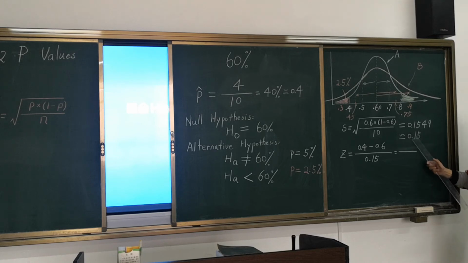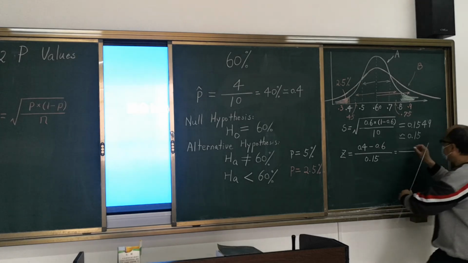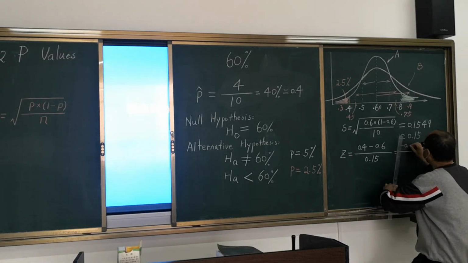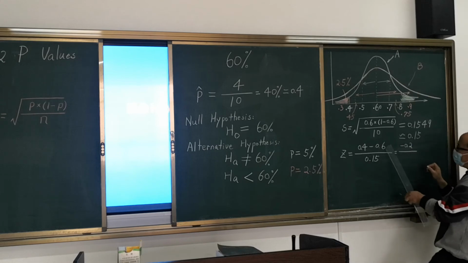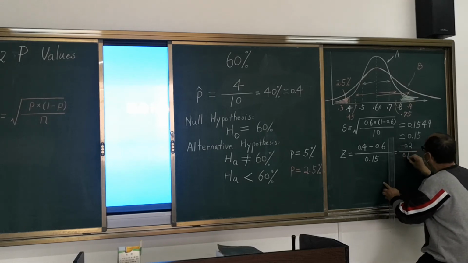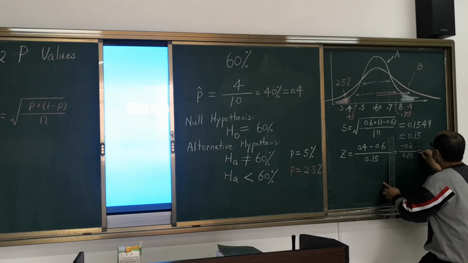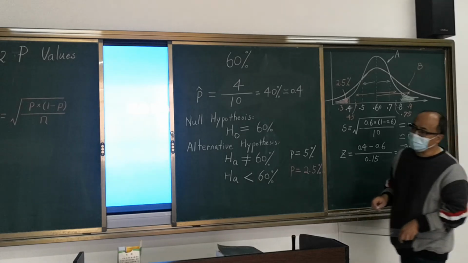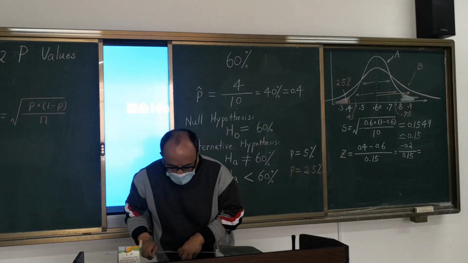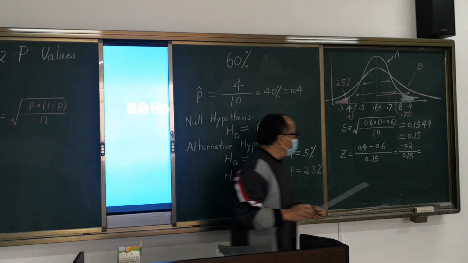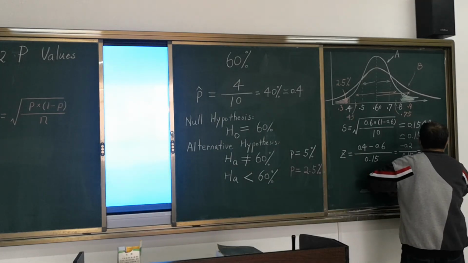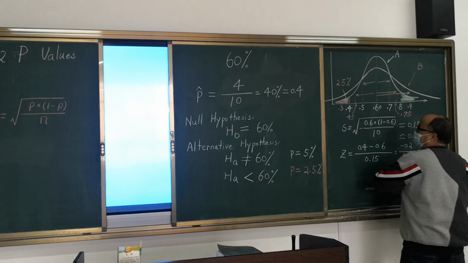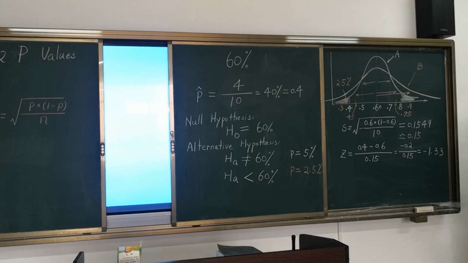But for person B, we have to do a little bit of math here. It's not too bad. Negative 0.2 divided by 0.15, and the z-score is negative 1.33.